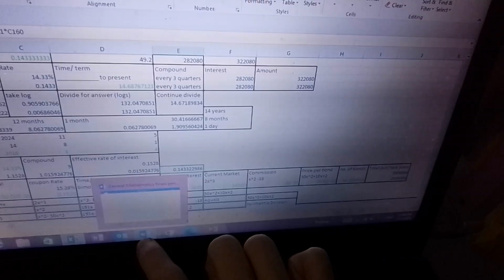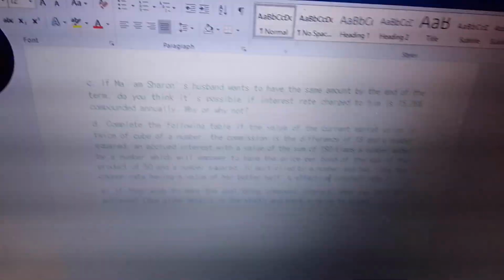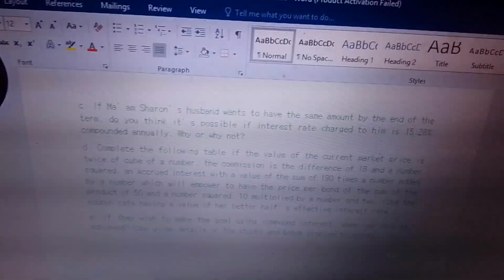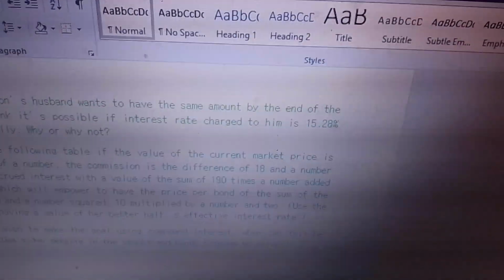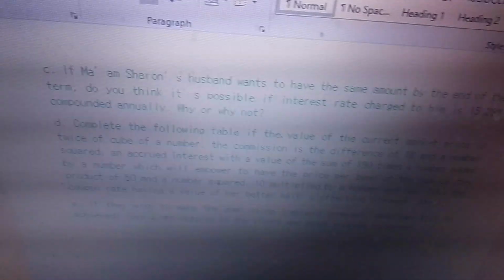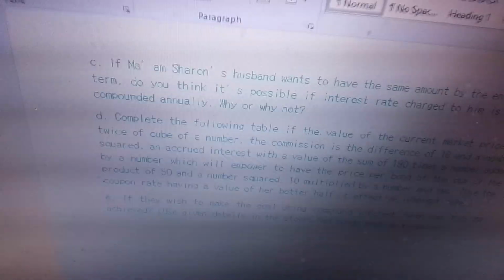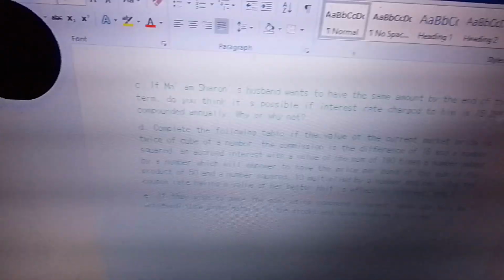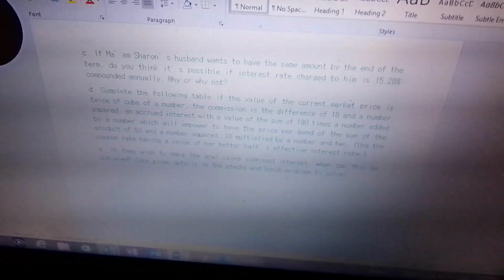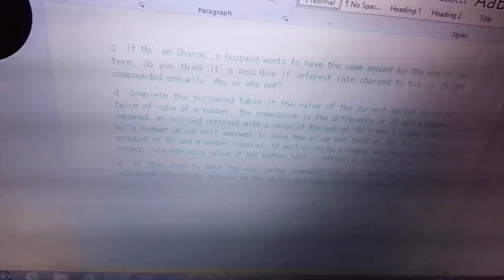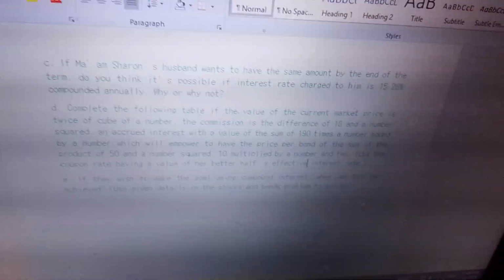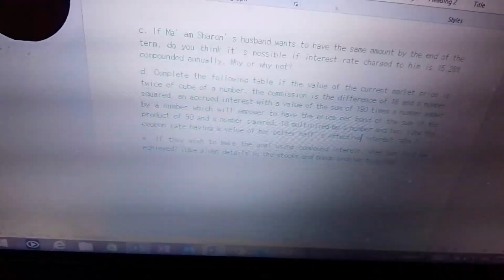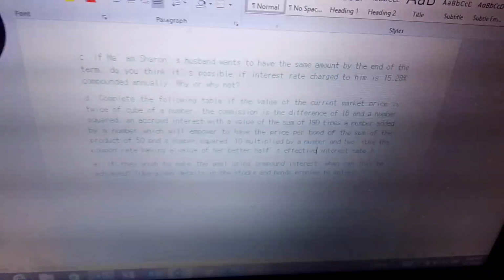Next, letter D. It says here, complete the following table if the value of the current market price is twice the cube of a number. That means it's 2x cubed. Remember, if you write it in algebra, twice is 2 times the cube of a number, x cubed.